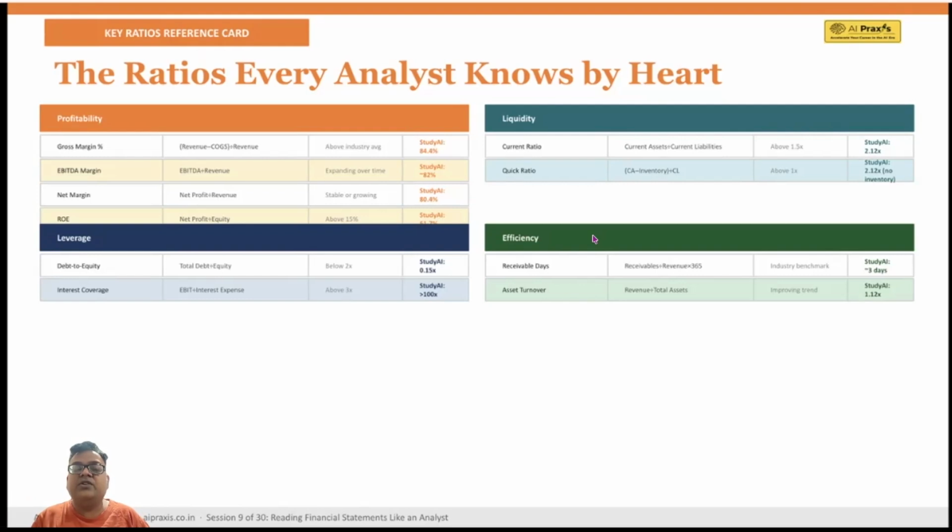Okay. So what's your takeaway? You don't need hundreds of ratios. If you understand these few, you can analyze almost any business with confidence. Profitability tells you how much you earn. Leverage tells you how much risk you carry. Liquidity tells you whether you can survive. Efficiency tells you how well you operate. And together, they give you a complete picture.